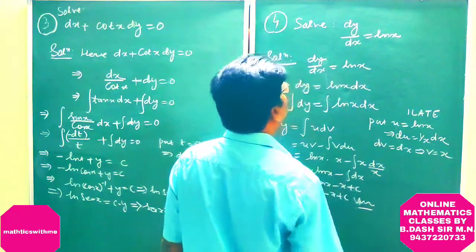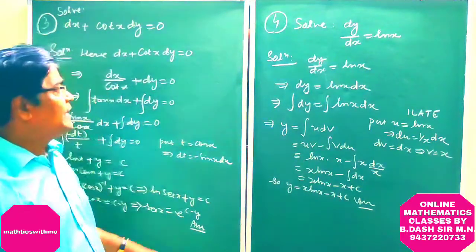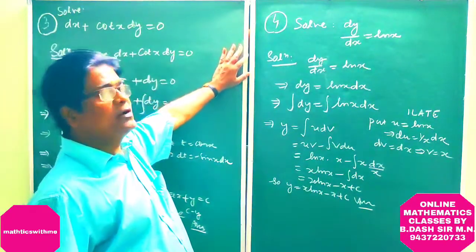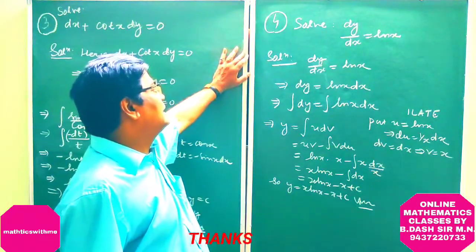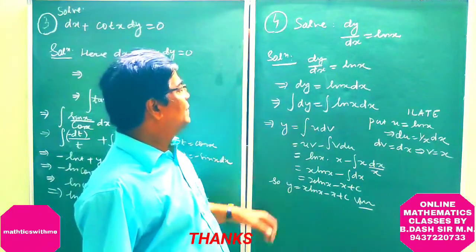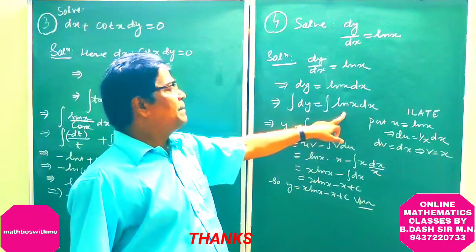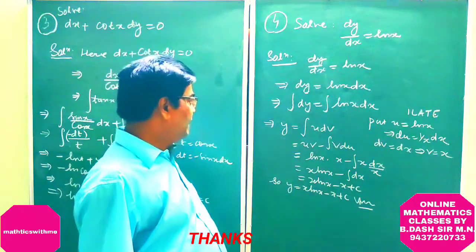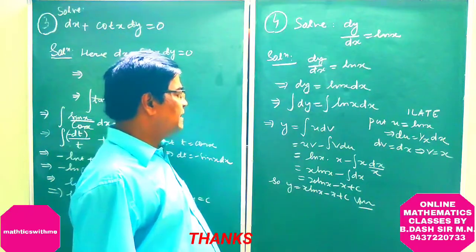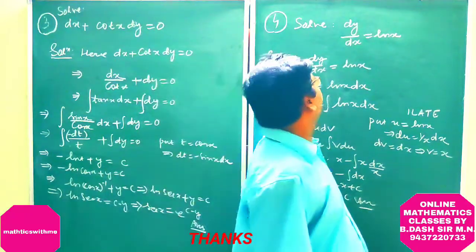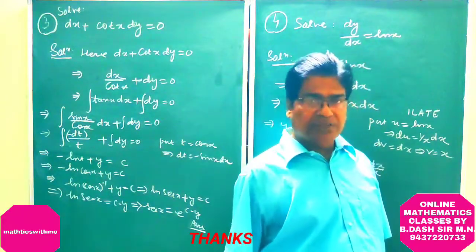Answer. See, the question is solve the differential equation dy by dx is equal to ln x. So here we have separated the variables. Now integrating both sides, applying integration by parts, we get y is equal to x ln x minus x plus c. Answer. So our fourth question is solved.